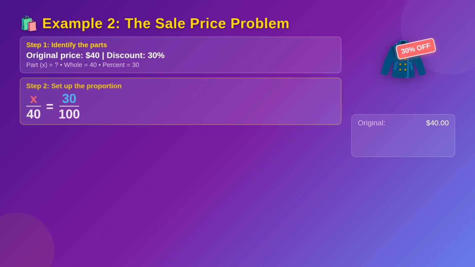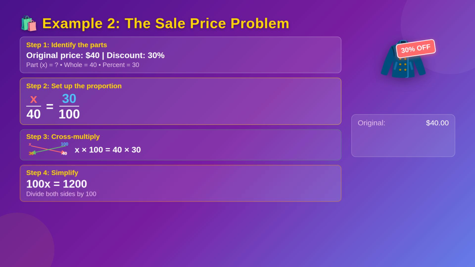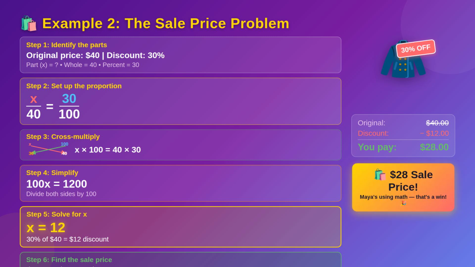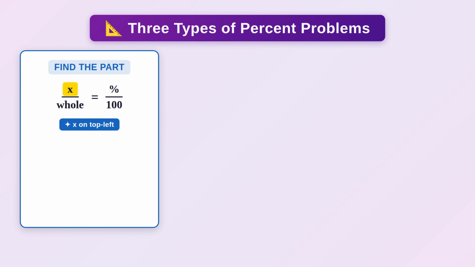Maya sees a jacket on sale for 30% off. The original price is $40. How much is 30% of $40? The part is unknown, call it x. The whole is 40. The percent is 30. Proportion. X over 40 equals 30 over 100. Cross multiply. X times 100 equals 40 times 30. That gives 100x equals 1200. Divide both sides by 100. X equals 12. So 30% of $40 is $12. The jacket costs 40 minus 12, which is $28. Maya saving money and using math. That's a win.